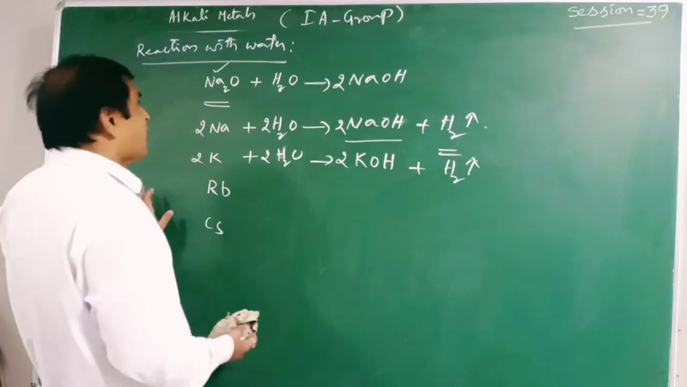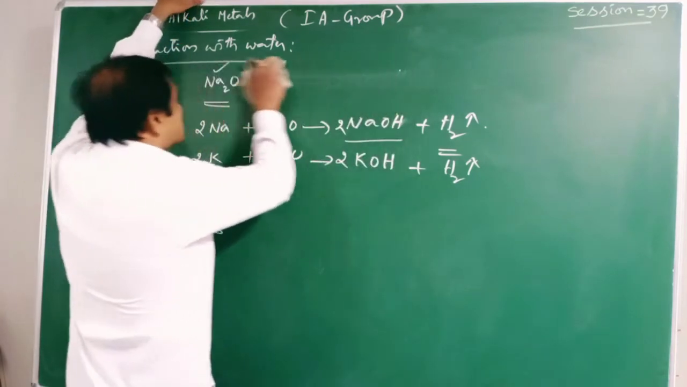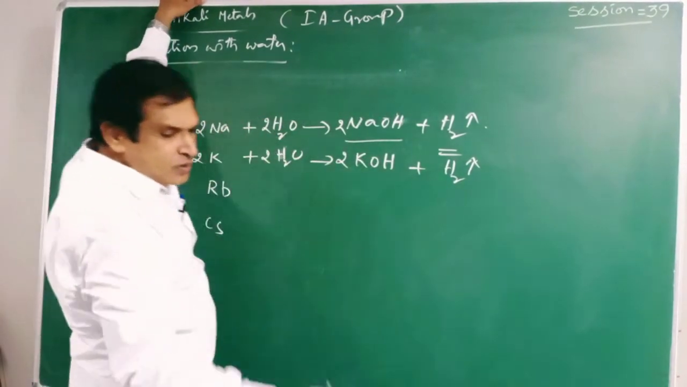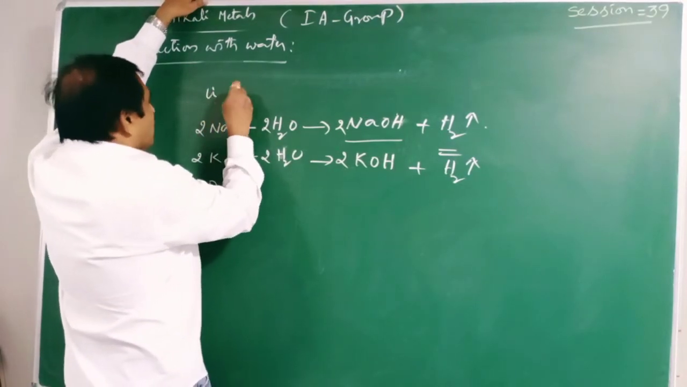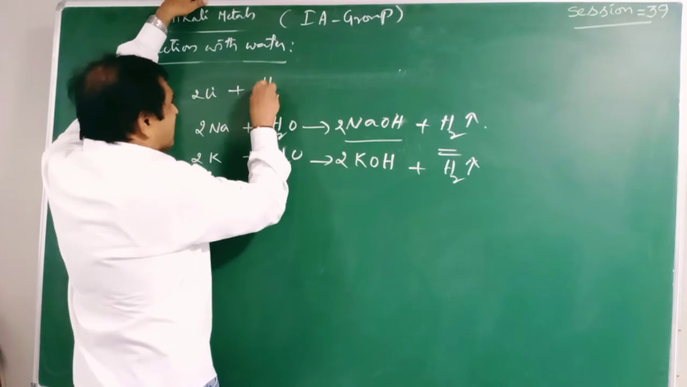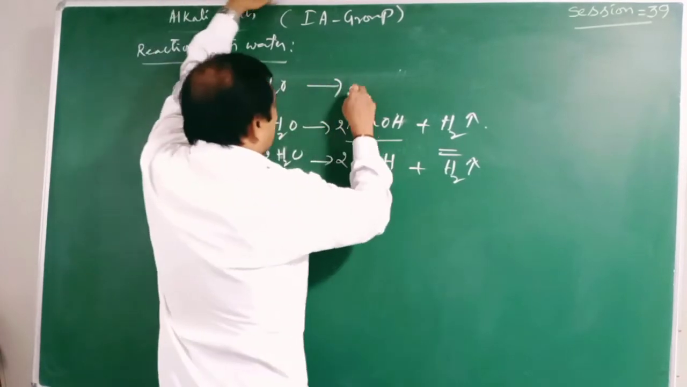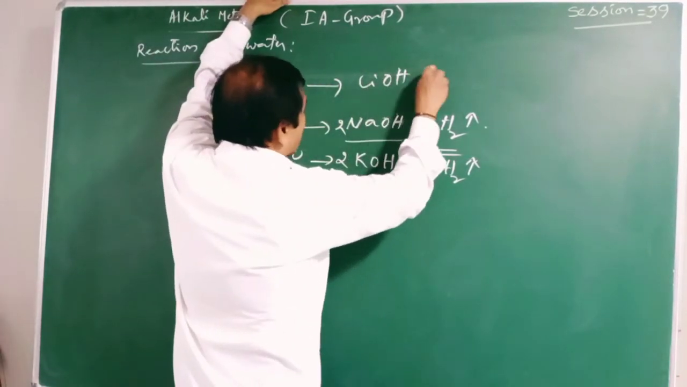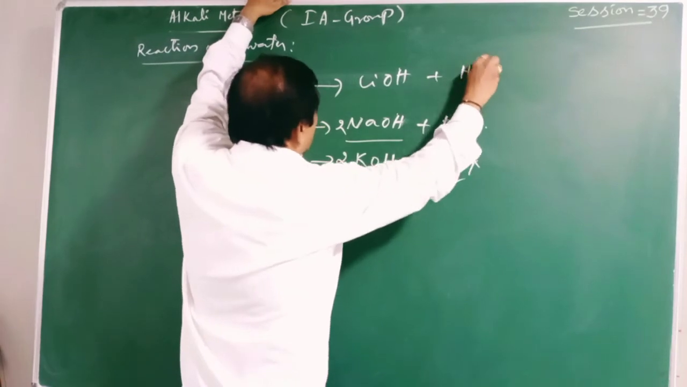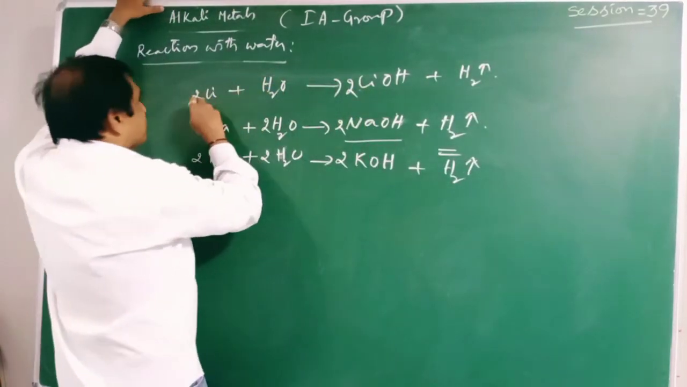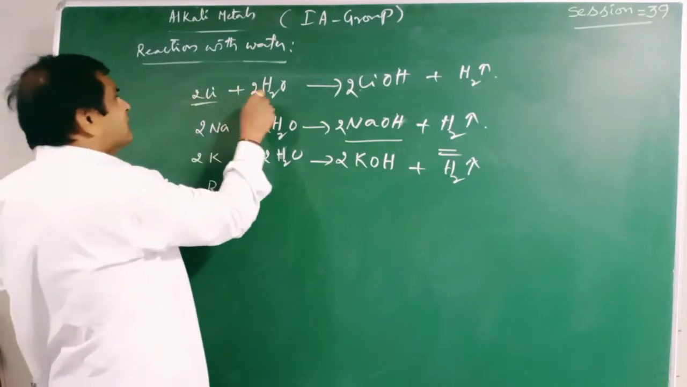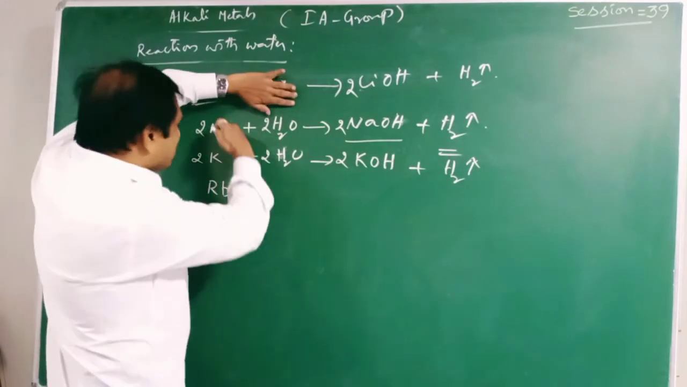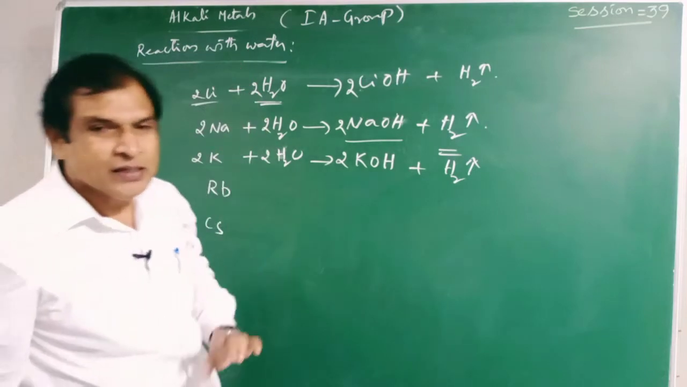That is the reaction of alkali metals towards water. What about lithium? Lithium with water we can write like this, but the formation of lithium hydroxide is less and the liberation of hydrogen is also less. The reaction of lithium towards water is less vigorous compared to the other alkali metals.